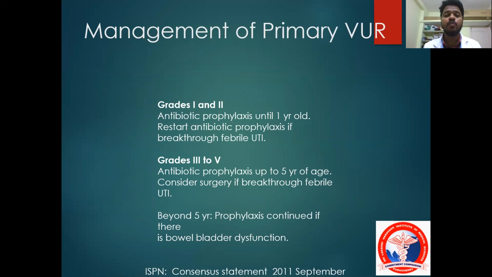So management of primary VUR, grade 1 and grade 2: antibiotic prophylaxis until 1 year old is enough, because as I have shown you in the natural history of VUR, in grade 1 and grade 2, as time progresses, most of the cases will resolve. Restart antibiotic prophylaxis if breakthrough febrile UTI happens. Whereas in grade 3 and grade 4, antibiotic prophylaxis has to be given up to 5 years of age. Consider surgery if breakthrough febrile UTI occurs. Beyond 5 years of age, prophylaxis is continued if there is bowel bladder dysfunction. This is based on the ISBN consensus statement 2011.